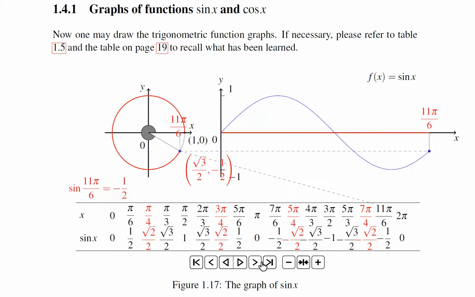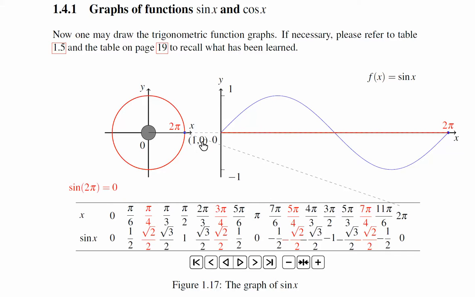Okay, when x equals 2 pi, that means 360 degrees, the y-coordinate is 0 again. So when x is 2 pi, sine 2 pi is 0. That's the y-coordinate. And then you start over. So this finishes one period from 0 to 2 pi. That's why we say the period of sine is 2 pi.